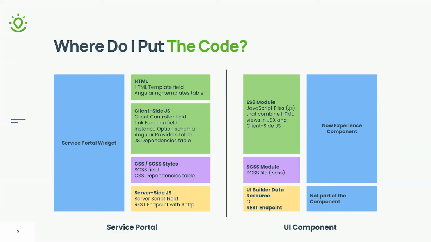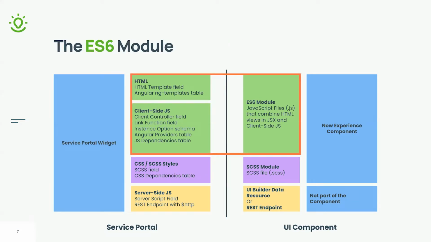So where do I put this code? Well, in the Now experience, we're working primarily with JavaScript files and SCSS files. So your ES6 modules in the form of JavaScript files basically equate to your HTML templates, your Angular NG templates, and pretty much all of your client-side JavaScript code, the link function, the client controller, instance options, your Angular providers, basically any of this client JavaScript that you would have put in Service Portal in various records is now all going to go into JavaScript files.